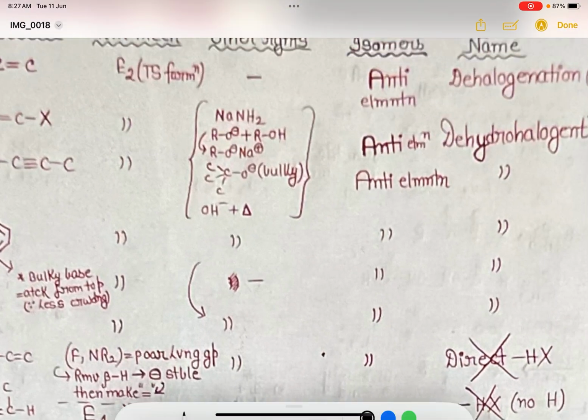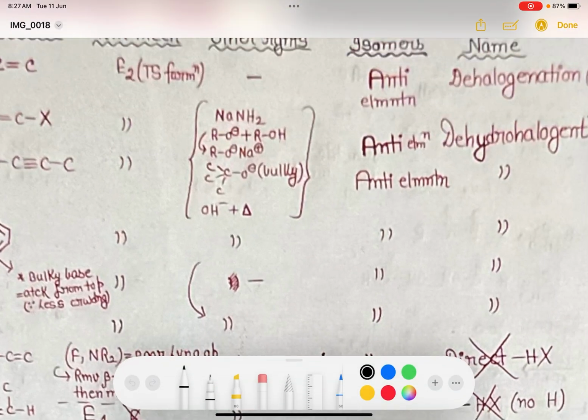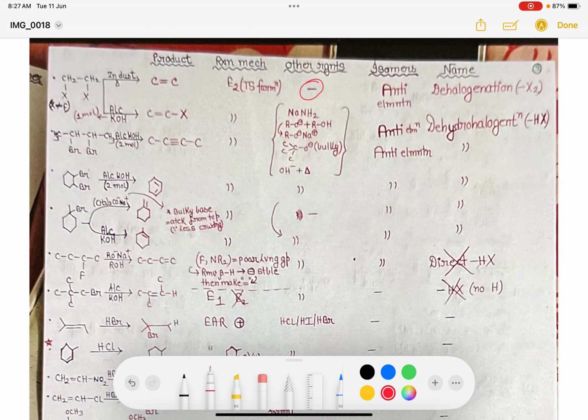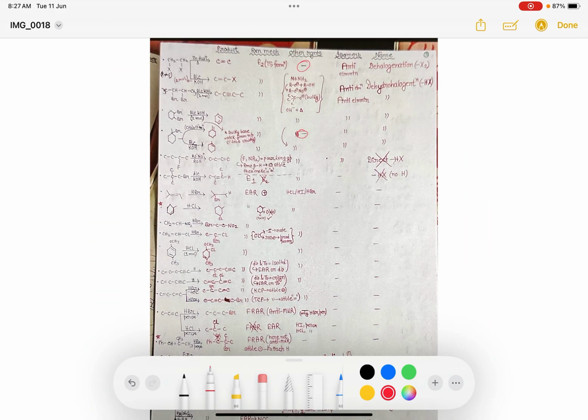Wait a minute. Yeah, so for this you can see other reagent is not available, and in the first reaction over here, zinc dust and heat was the only reagent. So other reagent is not available over here. Similarly over here. So whatever information is available, write it.